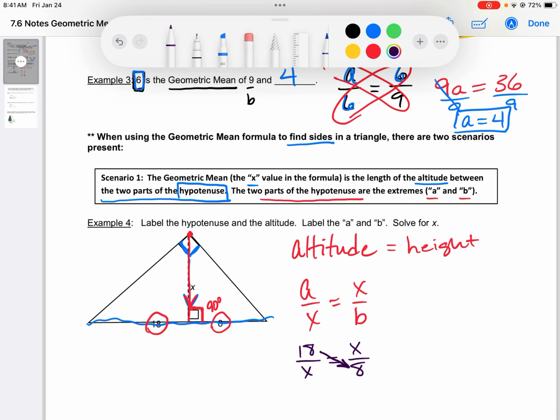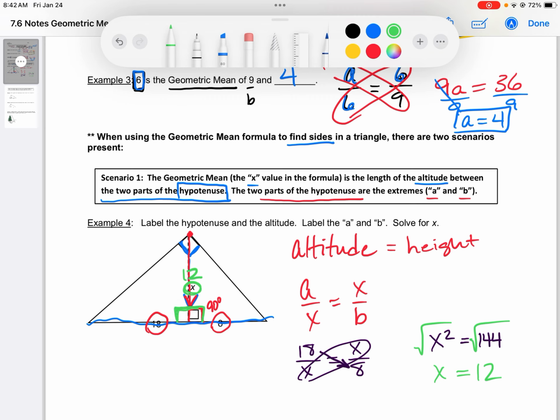18 times 8 is 144. That should be ringing a bell right there. You know that's a perfect square. X times X is X squared. And now we find the square root, and our X value is 12. So we know that this side of the triangle is 12.